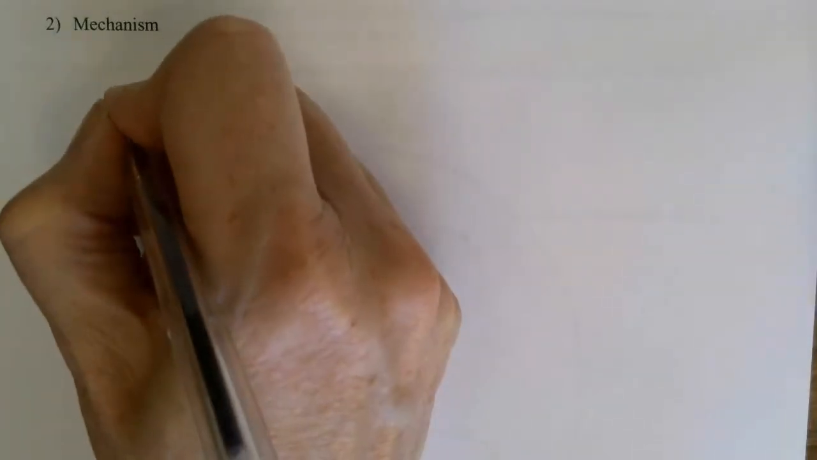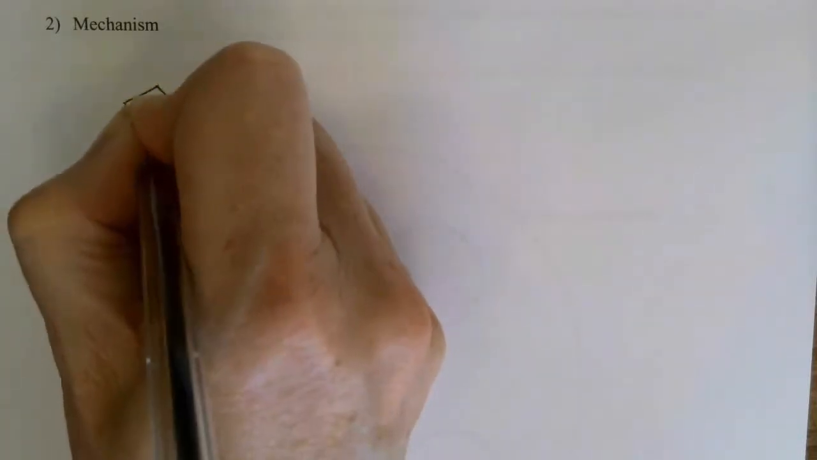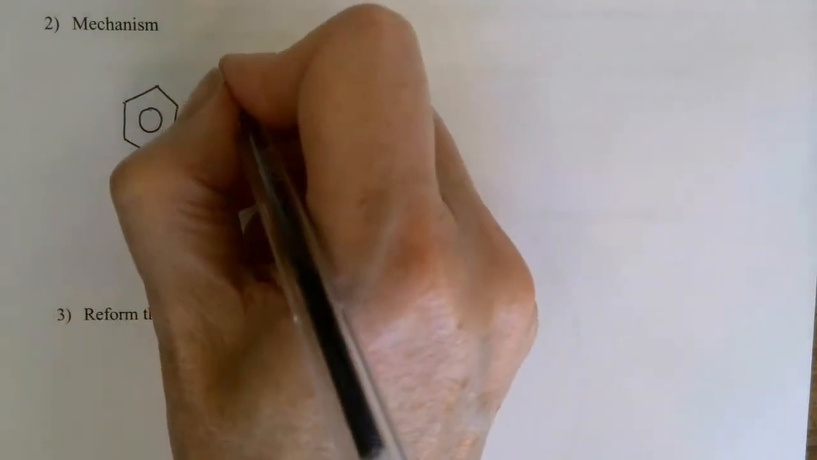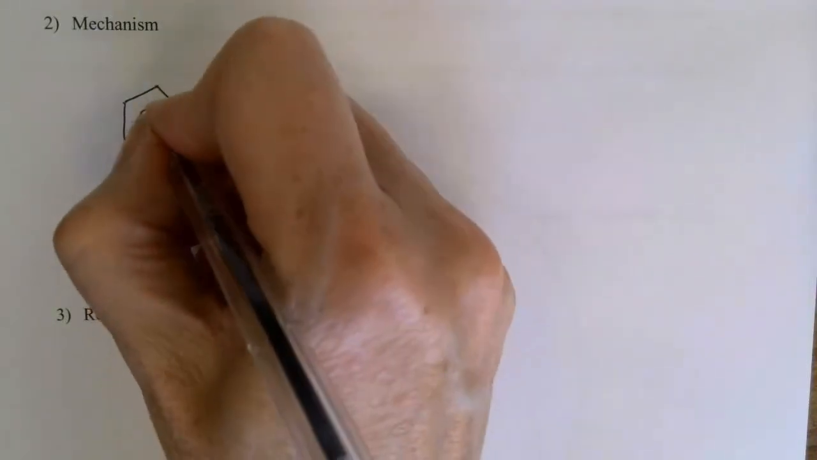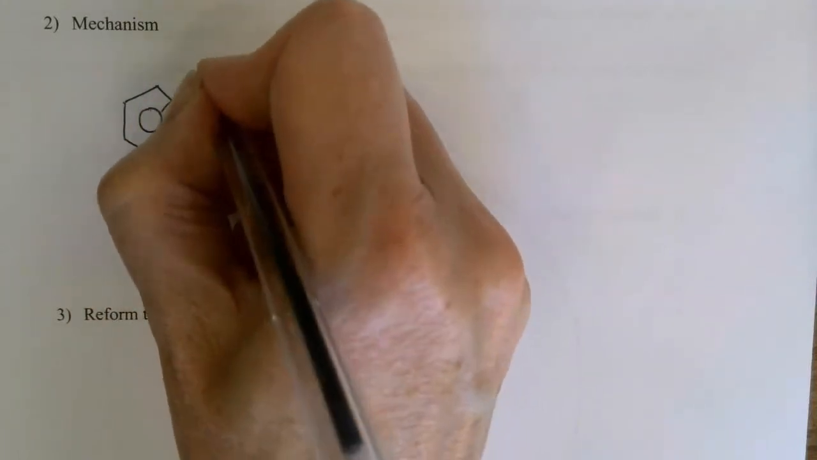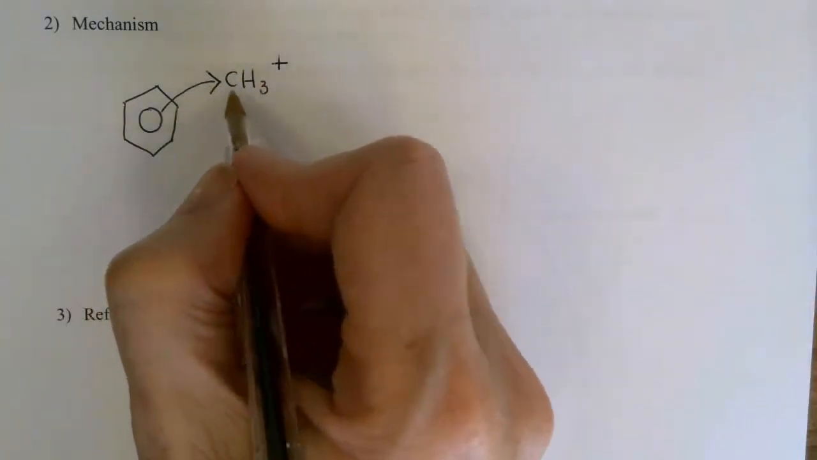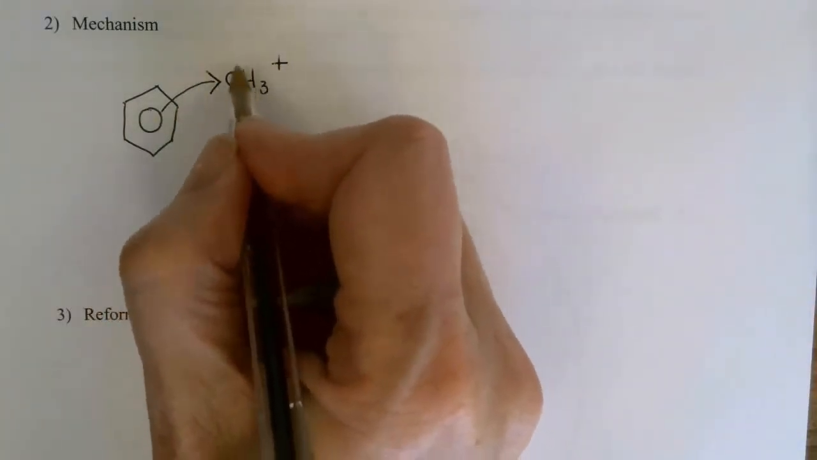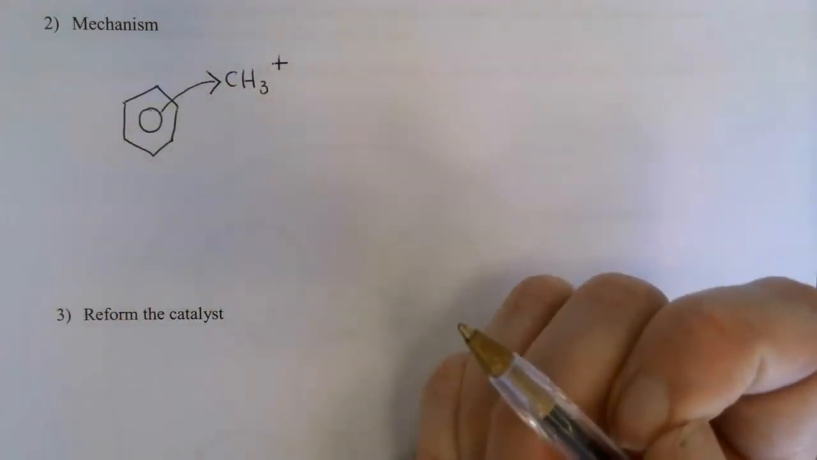Mechanism is again the same. I'm going to take my benzene ring. I'm going to take my CH3 positive. Arrow goes from the benzene ring, or the ring of delocalized electrons, to the carbon, which has this positive charge on it. So do make sure you're putting the arrow to the carbon where the positive charge is. So wherever you've lost the chlorine, that's where you put your arrow to.